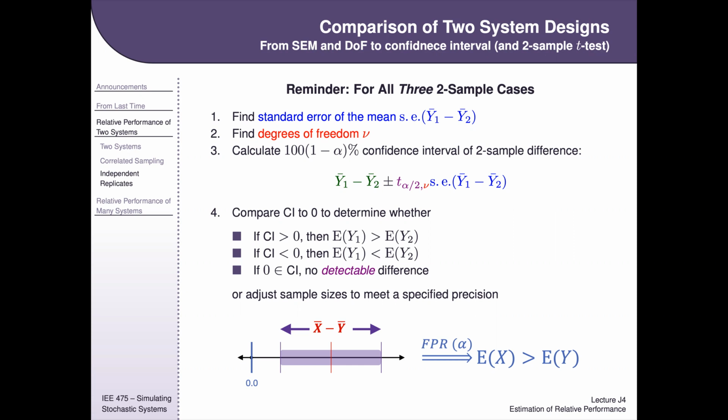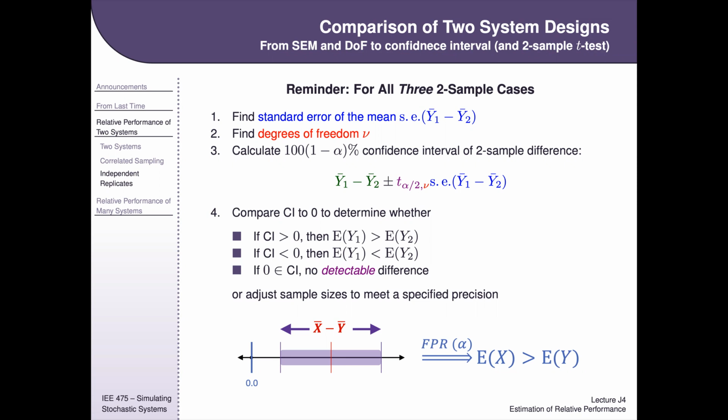This is how you calculate the half width, by using these. So you plug in the standard error based on the type of experiment you've run. You plug in the degrees of freedom based on the type of experiment you've run. You get a confidence interval on the differences between the two systems. The mean of system 1 minus the mean of system 2, the sample means there, the half width using these, and then you can compare the confidence intervals to 0.